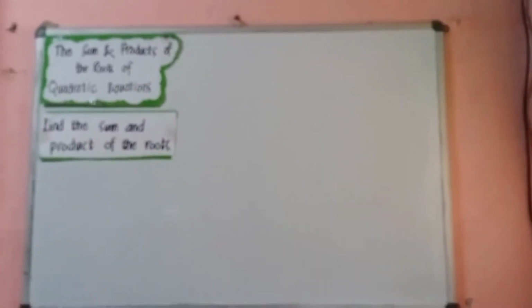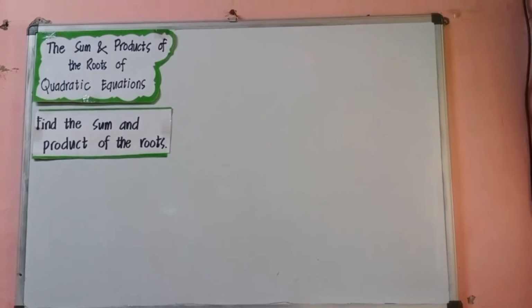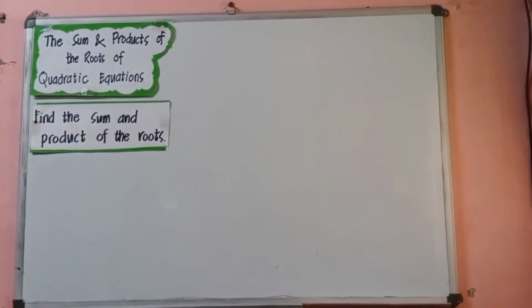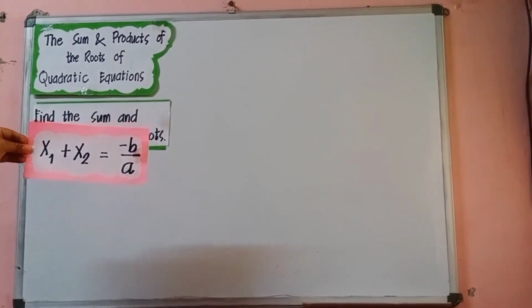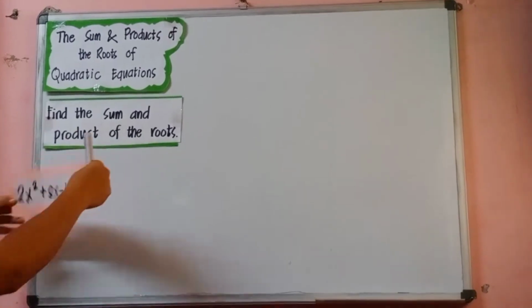How do we find the sum and product of the roots of a quadratic equation without actually solving for the roots of a certain quadratic equation? So we are going to make use of the idea that the sum of the roots is negative b over a, while the product of the roots is c over a.